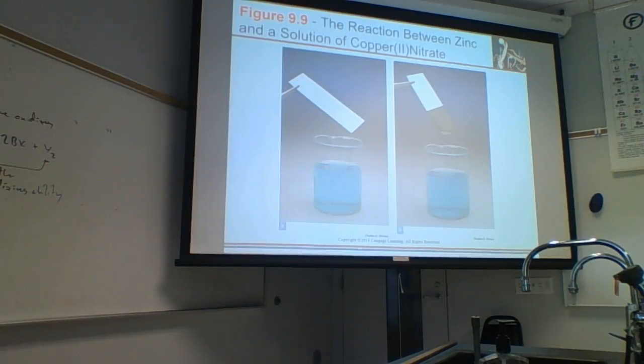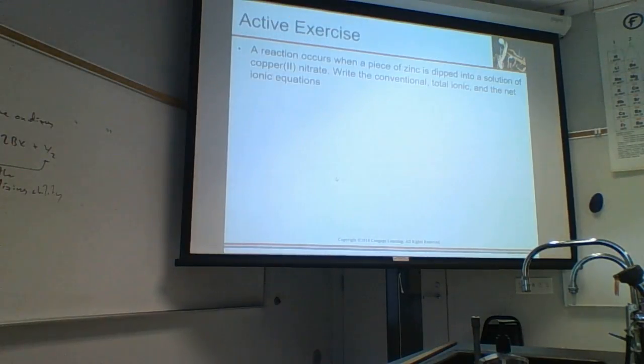Zinc and copper 2 nitrate. So this is a strip of zinc metal being placed into copper 2 nitrate. Let's take a look at that. Zinc metal is dipped into a solution of copper 2 nitrate. So I'm going to try that one out. Let's see.